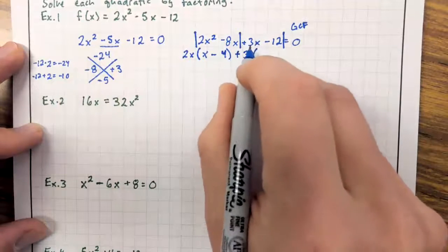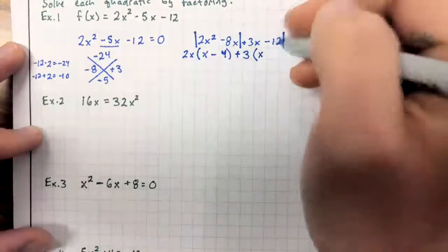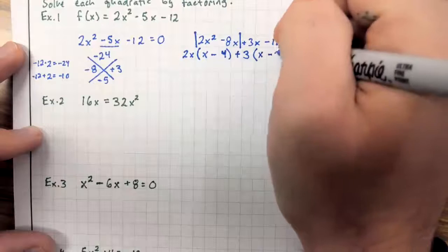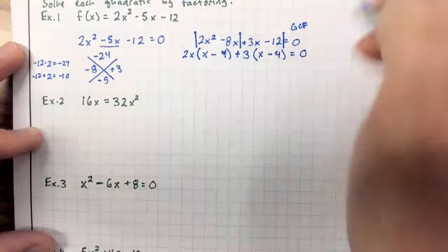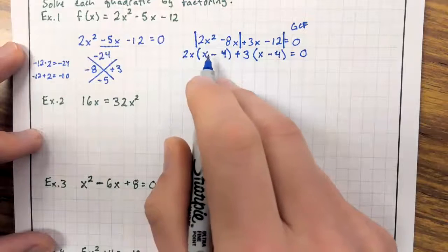Now left-hand side, essentially 3 divided by 3, that's just 1, and I still have my x variable. Negative 12 divided by 3 is negative 4. All right, so that's an easy way to check your work. These two groups in parentheses have to be exactly the same, so that way we can rewrite this equation.